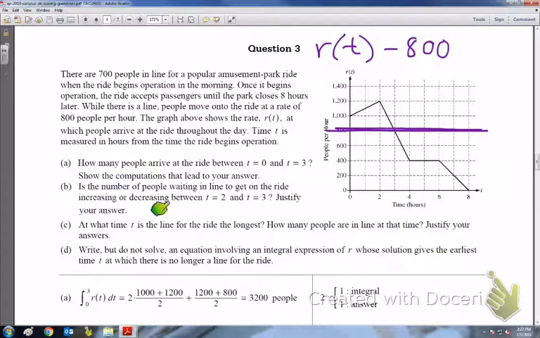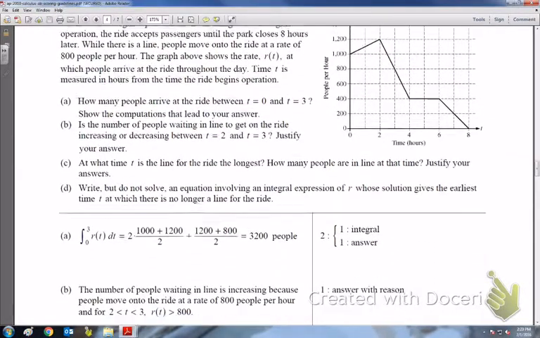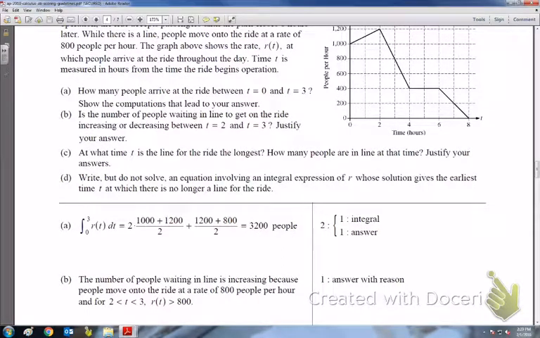So is the number of people waiting in line to get on the ride increasing or decreasing between t equals 2 and t equals 3? Well, because t equals 2 and t equals 3 is above that purple line, above 800, the line is getting longer. So the number of people waiting in line is increasing because r of t is greater than 800 at that moment in time. That is worth 1 point. So the answer with the reason is worth 1 point. Again, the number of people waiting in line is increasing because people move on to the ride at a rate of 800, but r of t is greater than 800, which means it's outweighing that negative value.